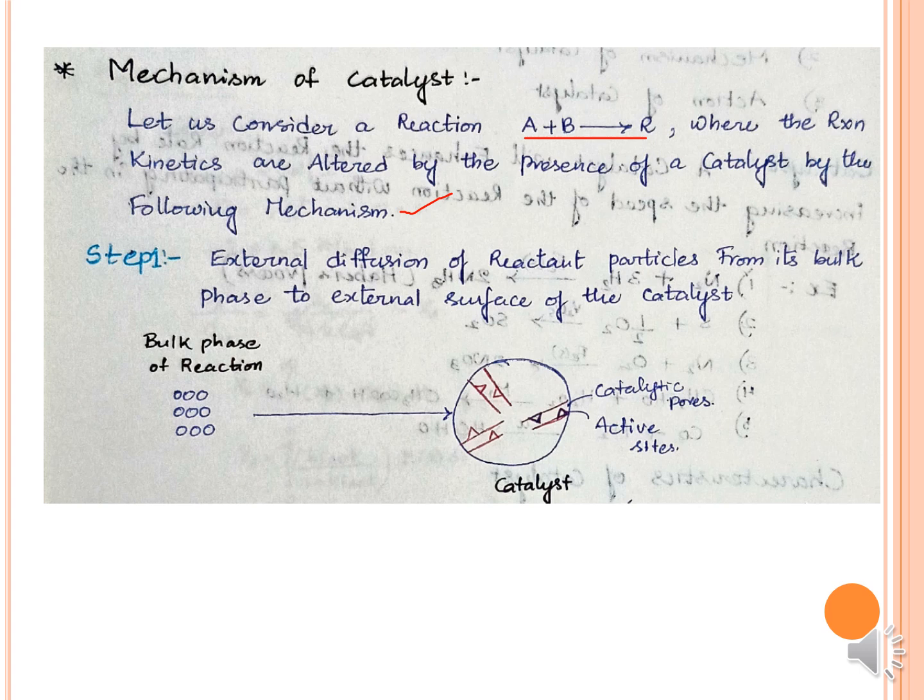If you observe here, my reactants are here, my catalyst is here. In the first step, the reactant particles are diffused. External diffusion of the reactant particles from the bulk phase to the external surface of the catalyst. At the end of step 1, my reactants are on the catalyst surface.